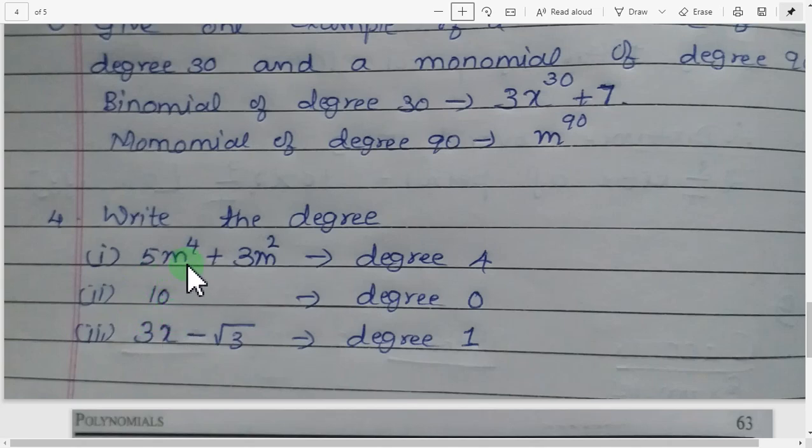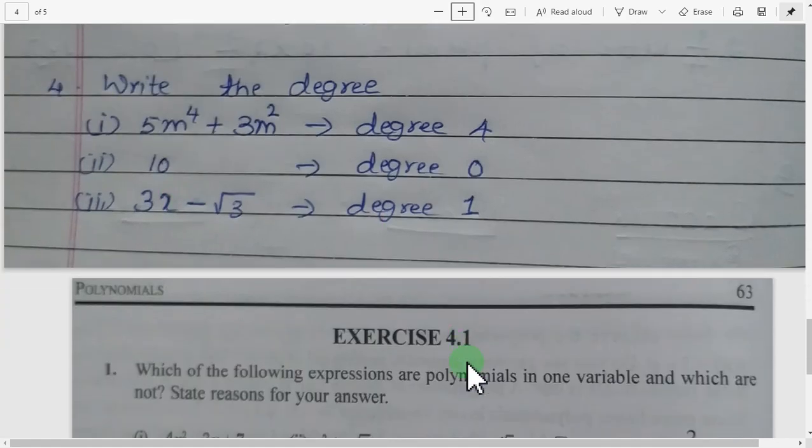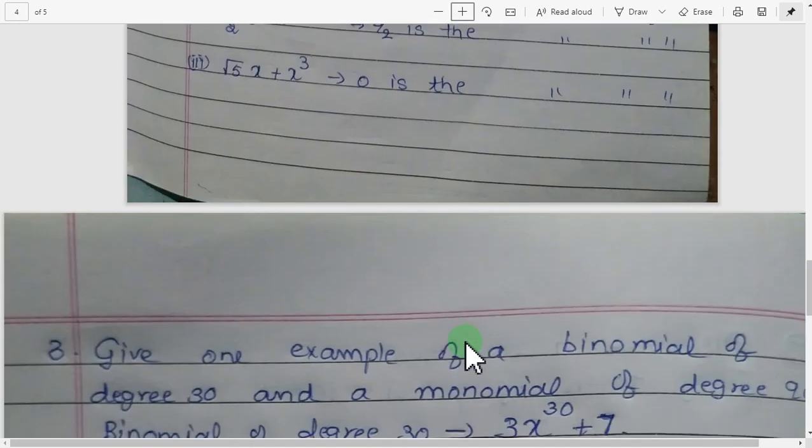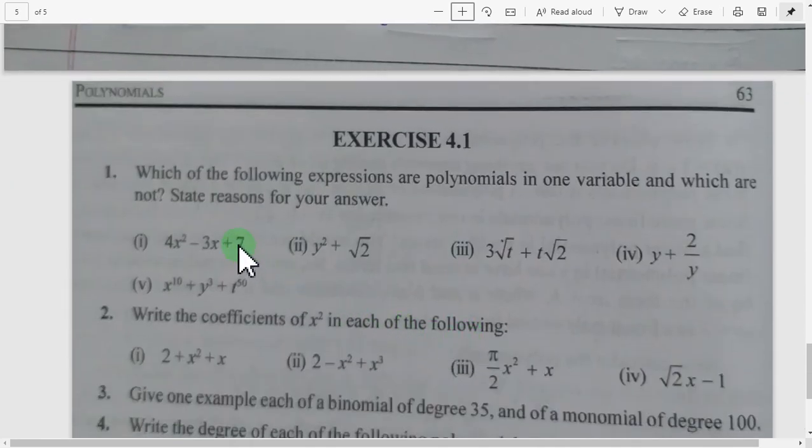No variable. We are comparing the exponents of variables. No variable means the degree is 0. Here x is the variable, with no exponent written, so consider that as 1. So the degree is 1. These are the example sums, and similar sums are there in the exercise. Which of the following expressions are polynomials in one variable and which are not? State reasons for your answer.